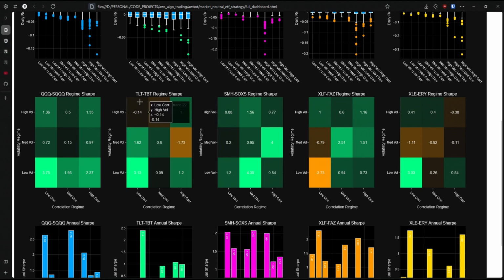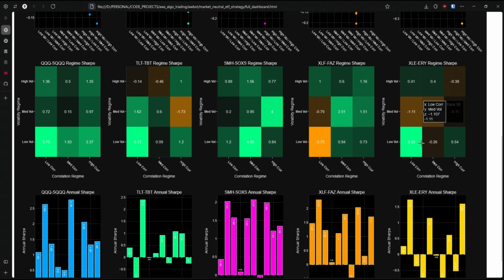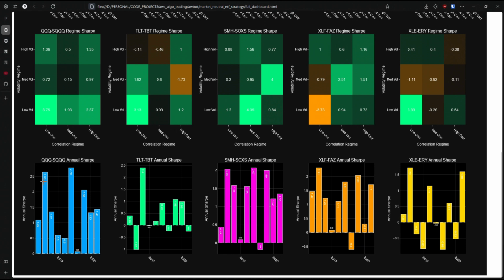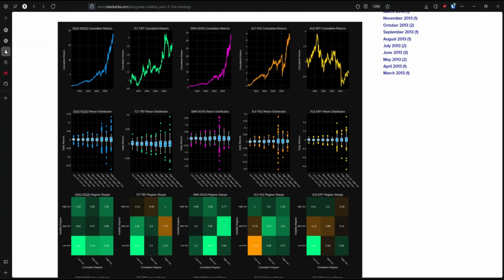TLT, TBT, we can see high volatility, low and medium correlation is pretty poor performance, as well as medium volatility, high correlation. So I say that to say this strategy could benefit from individual pair filters based on regime. And then the last exploration is just the annualized Sharpe ratio by year. And so we can see it's pretty diverse. So we would expect a portfolio of them to do pretty decently. And we can see that in a second.